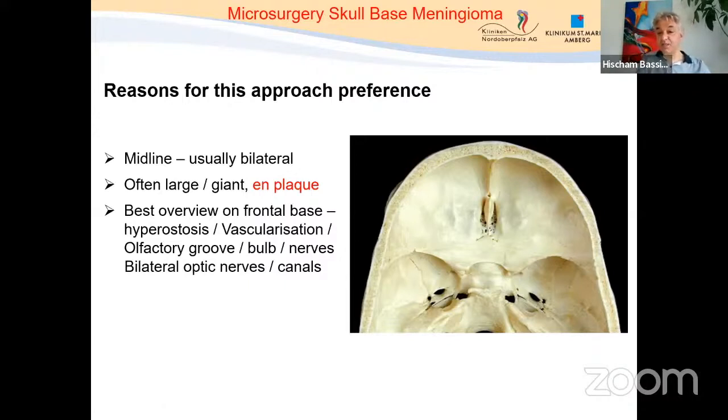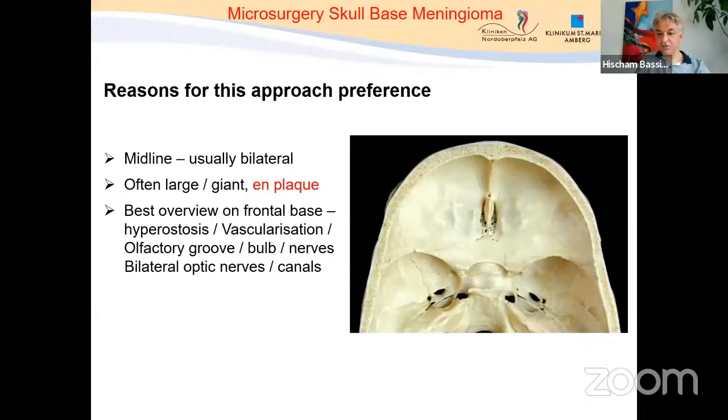an en plaque growth on the anterior cranial fossa. So they are not restricted to the main tumoral bulk, but you will see scattered islands of tumor around the anterior cranial fossa. And that's a very important point. You've got a very good overview of the whole frontal base. You can directly address the hyperostosis and therefore also the vascularization of the tumor at the beginning of the surgery.